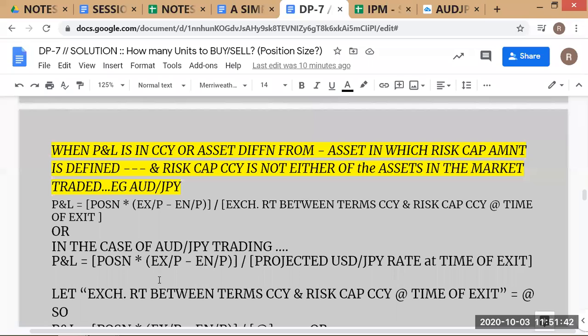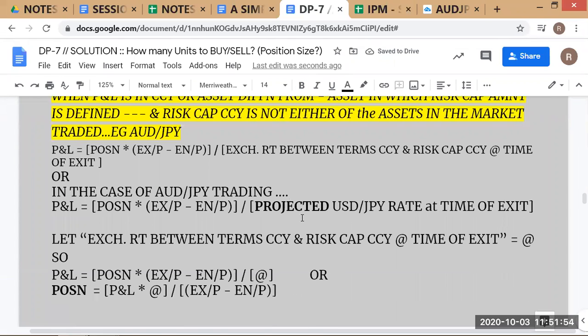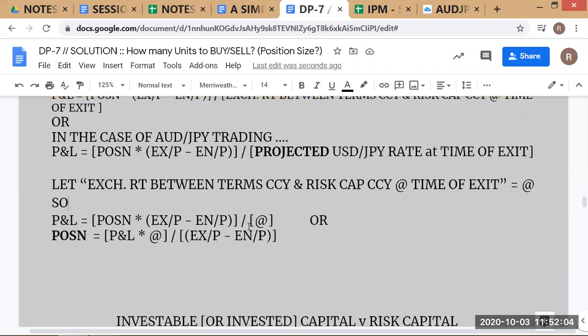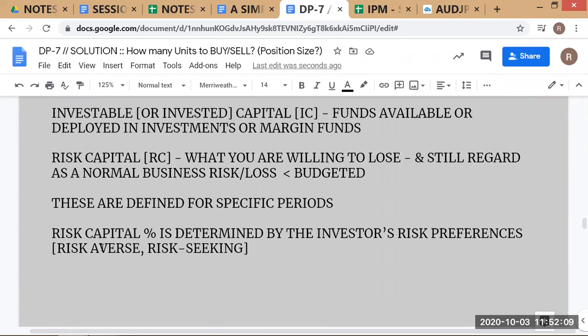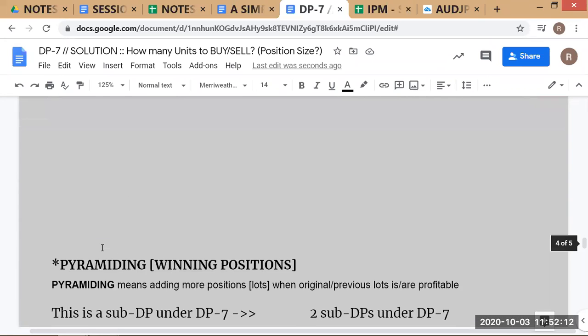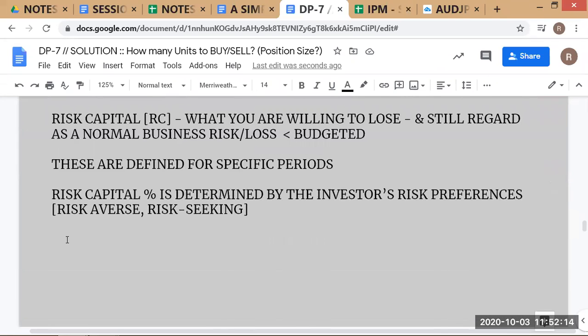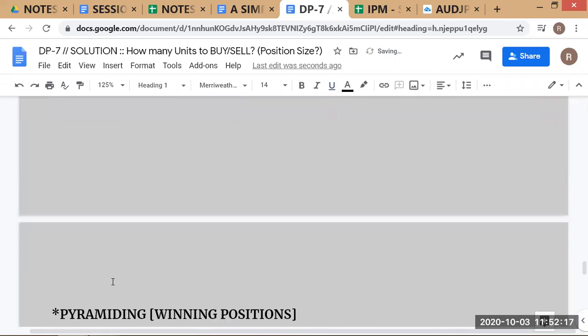So is this clear? In the case of Aussie Yen trading, I've given the formula, projected JPY rate. I'm highlighting it once again, which means this is just an estimate and there's no guarantee that this will be the correct figure. This whole thing I've written equal to at the rate, and then I've written a simpler expression. I cap versus R cap we've already discussed, and then pyramiding we've already discussed before. These are there at the lower end of your notes. Just bring it up.